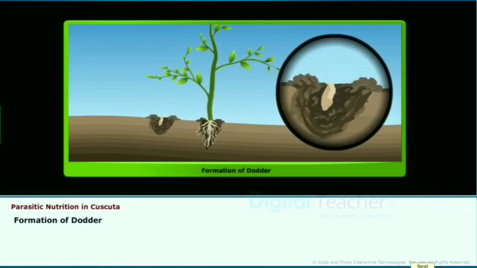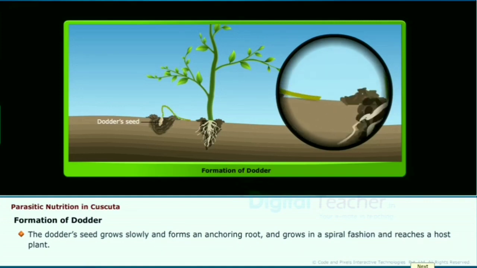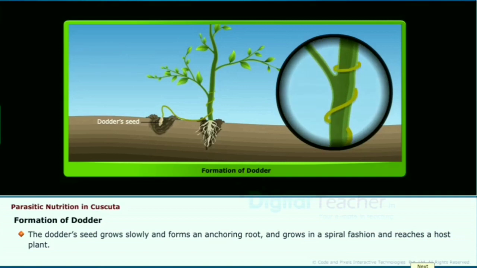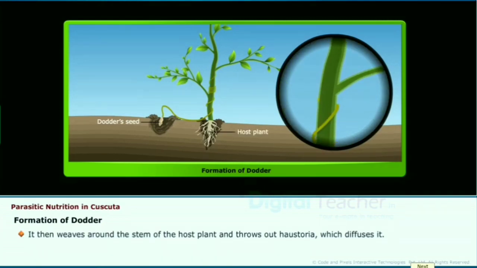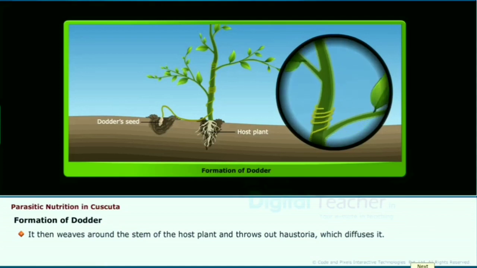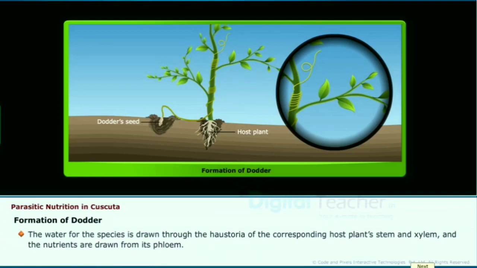Let us now learn about the formation of dodder. The dodder seed grows slowly and forms an anchoring root, and grows in a spiral fashion and reaches a host plant. It then wraps around the stem of the host plant and throws out haustoria, which penetrate it. The water for the species is drawn through the haustoria from the host plant's stem xylem, and the nutrients are drawn from its phloem.